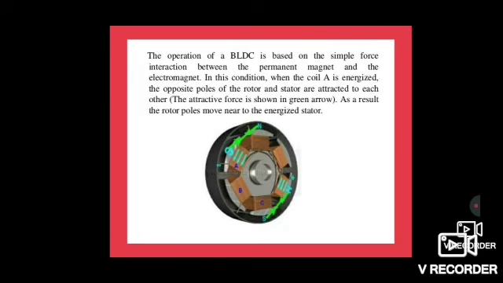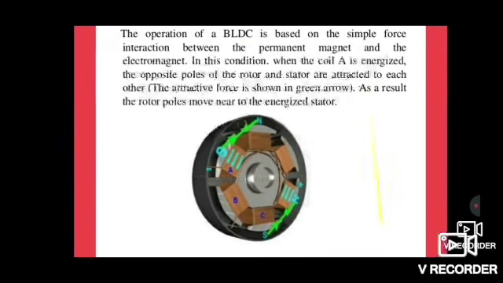The operation of a BLDC motor is based on the simple force interaction between the permanent magnet and the electromagnet. In this condition, when coil A is energized, the opposite poles of the rotor and stator are attracted to each other. See the diagram. The attractive force is shown in green arrow. As a result, the rotor poles move near to the energized stator.